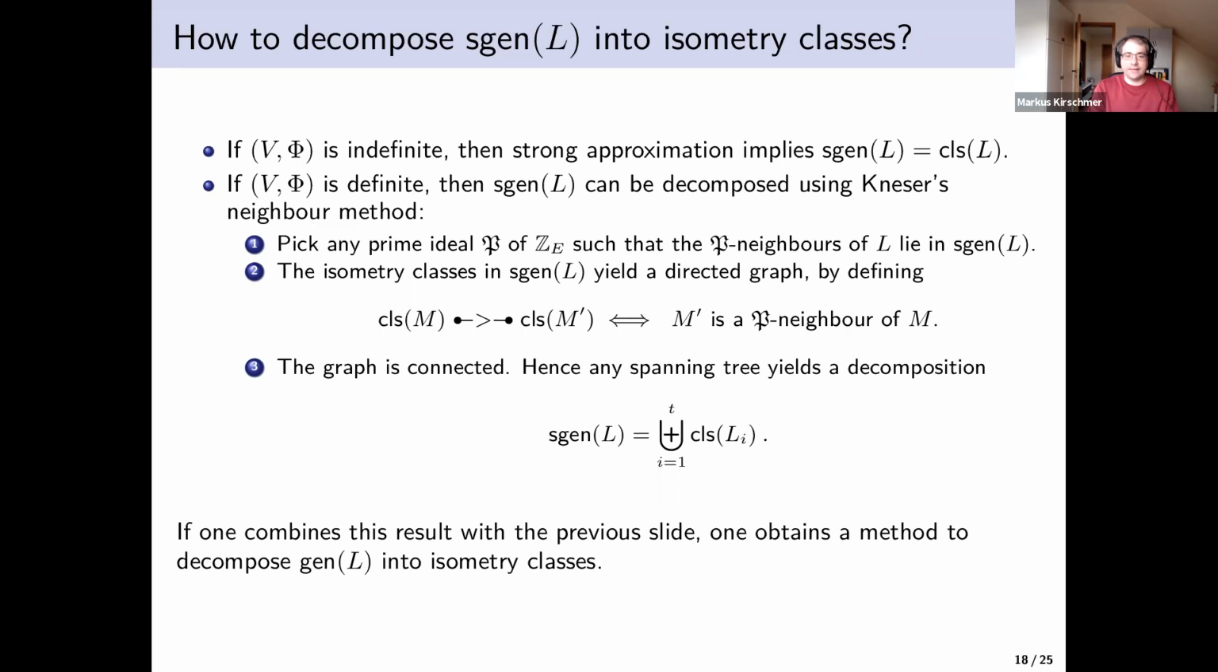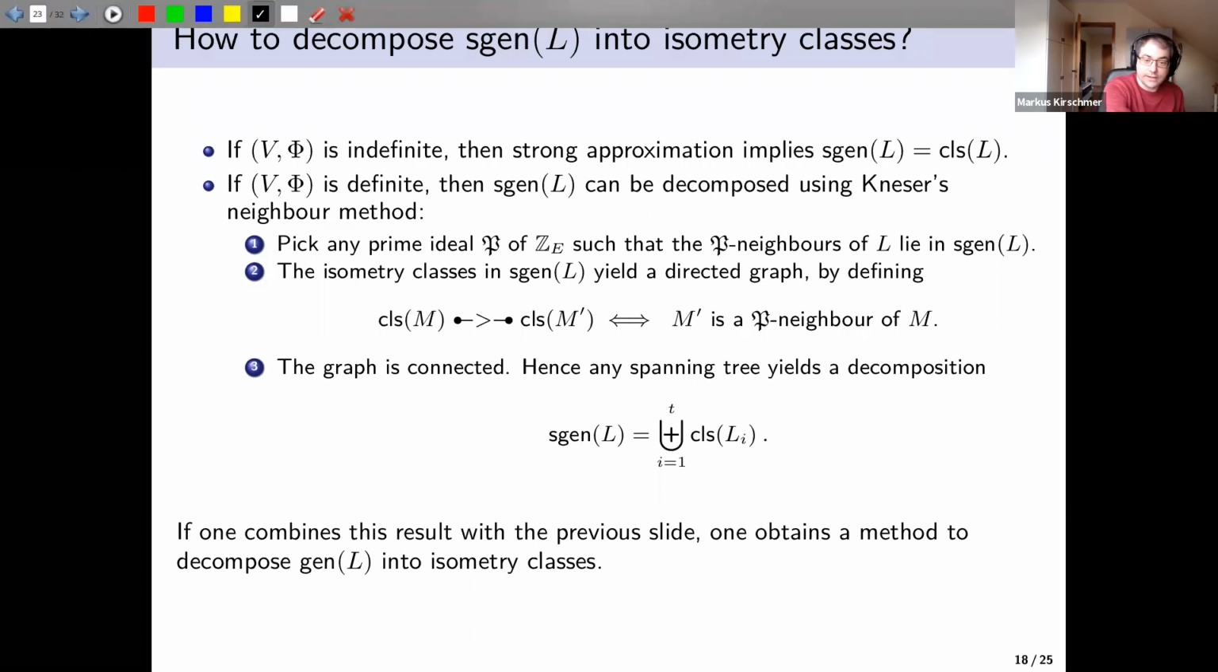You start with the lattice L, you compute the neighbors, and you check that they are not isometric. Then you go on computing the P neighbors, and you make sure that you don't get any duplicates, and so on. Eventually you exhaust the whole graph, and then you're done. And now if you combine the two results, this tells you how to decompose the genus into classes, by doing it in two steps. First, you decompose it into special genera. This is done locally by local invariants. And then for each special genus, you use this graph procedure, finding spanning trees, to decompose it into isometry classes.